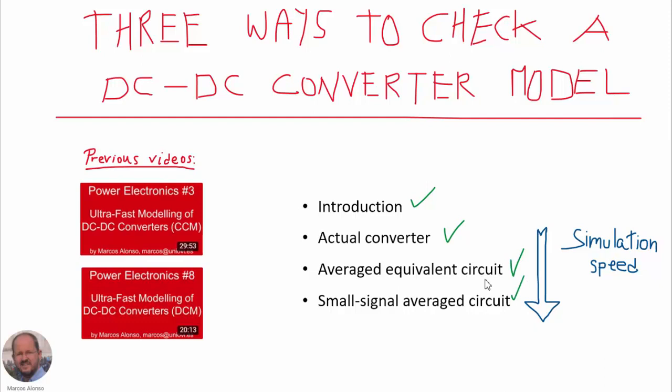As we will see, the simulation speed is different. If we use the actual converter, the simulation is slower. If we use the average equivalent circuit, then the simulation speed increases, but the highest simulation speed is by using the small signal average circuit.